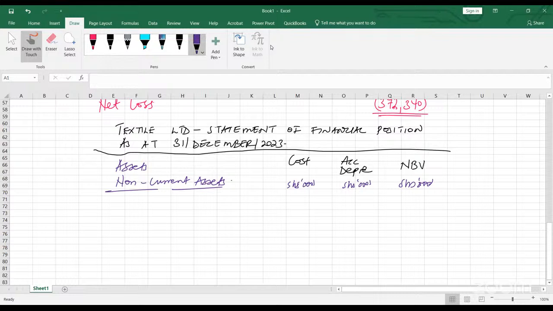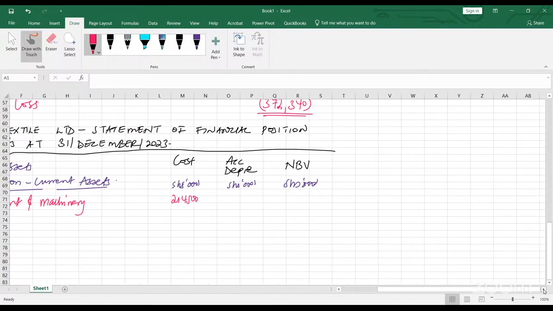We have plant and machinery. How much is the plant and machinery? What's the cost of the plant and machinery? Andrew, what's the cost? 214,500. That is the cost.